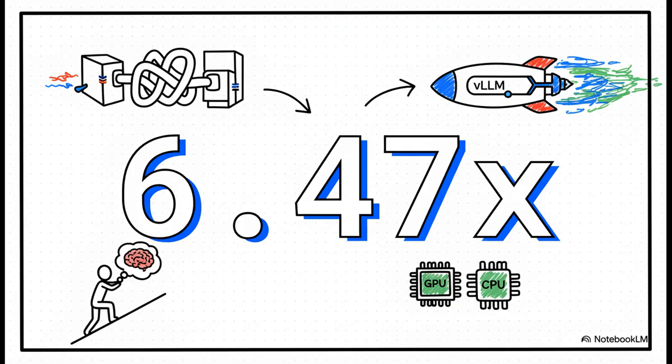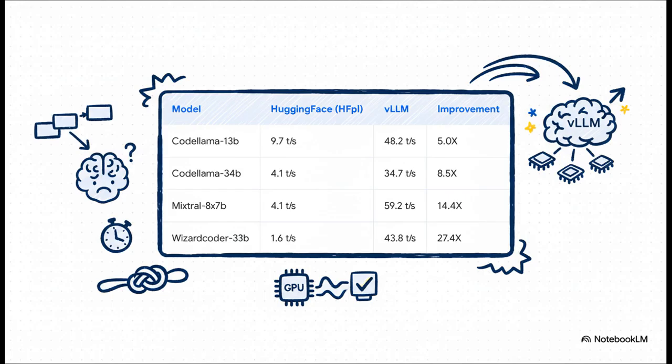We're not talking about a small improvement here. This is a massive, massive leap in efficiency. And when we break it down by model, the numbers get even crazier. For CodeLlama 13b, it's a 5x improvement. For the bigger CodeLlama 34b, it jumps to 8.5x. Look at the super popular Mixtral model. We're talking over 14 times the throughput. And for some of these models, the results are, well, they're just staggering.